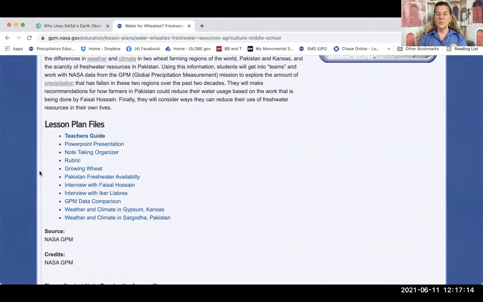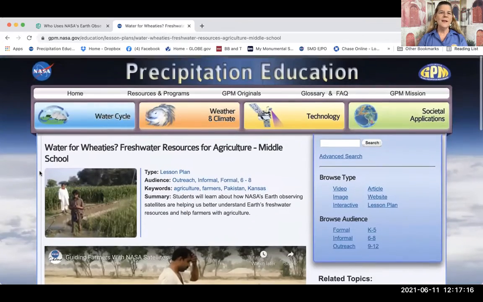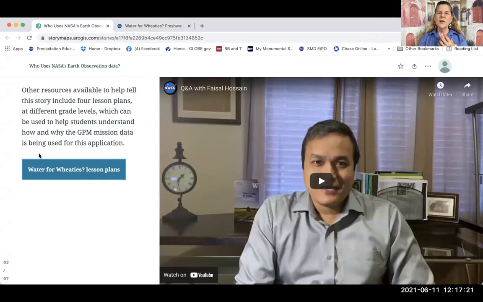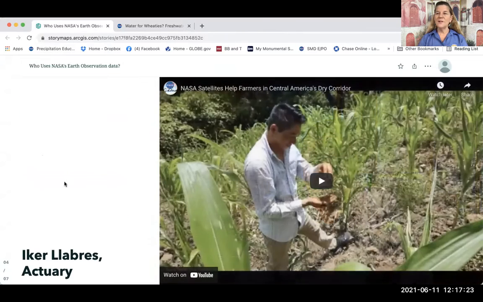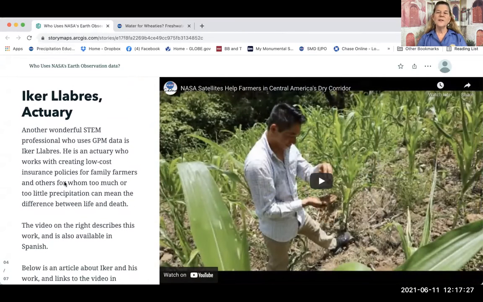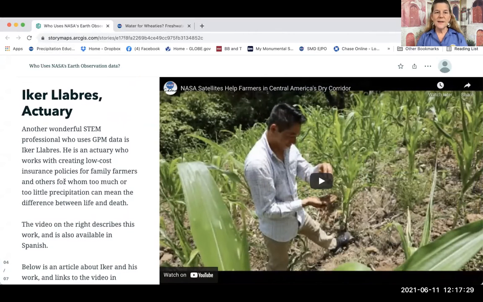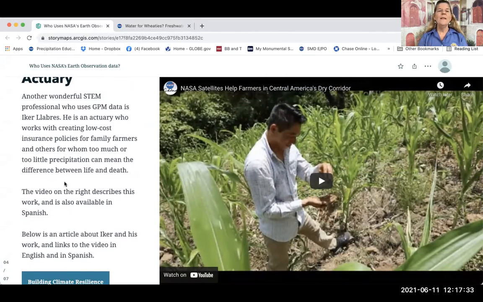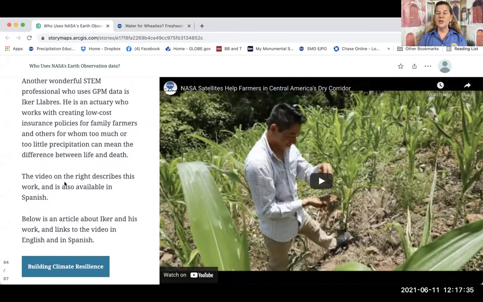You can also use this with adults, and it will take you through just everything you need and more to be able to share with people how and why these NASA data are being used to make improvements for life around the world. And in this case, looking at wheat farmers in India, we were also including some of the work that is being done by this STEM professional who uses GPM.